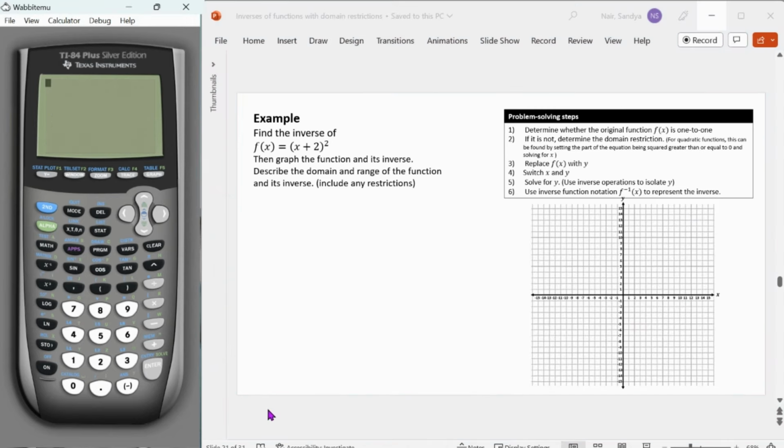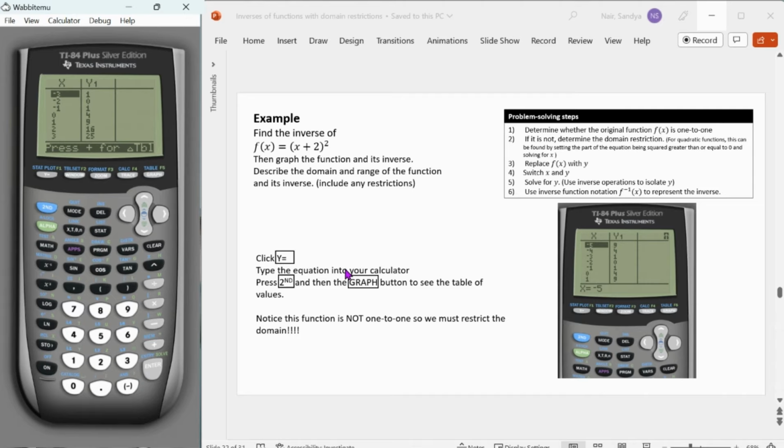So let's try another example. Let's try finding the inverse of f of x equals (x plus 2) squared. So remember, the first step is going to be to go to our calculator and try to figure out if this is a one-to-one function. So I type x plus 2 and then close parentheses and then squared. And now I'm going to go second table and look at my table of values. Well, notice that if I scroll up in my table of values, I can see that I have a bunch of repeated y values, right? So this is not a one-to-one function, so we need to restrict the domain.